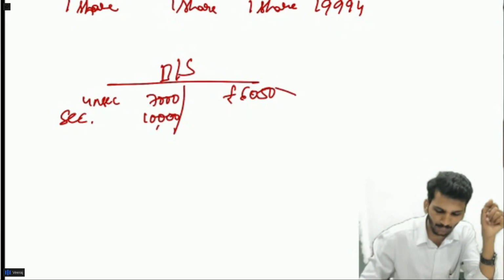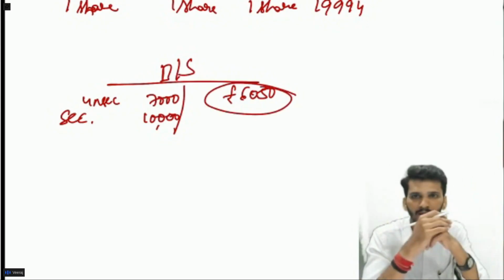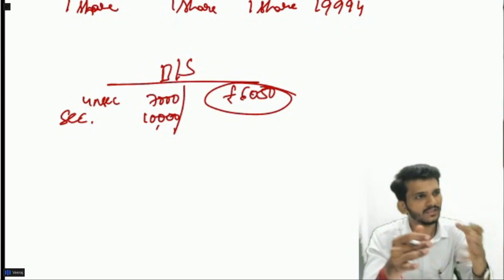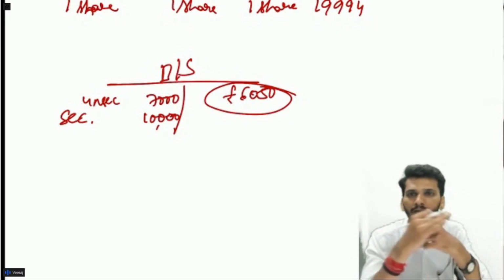Then this 6,050 pounds, he took that money by himself, stating that I am a secured creditor. Whatever assets the company has, the first right on them is mine only, outsiders do not have any right, he said, and he took the money.